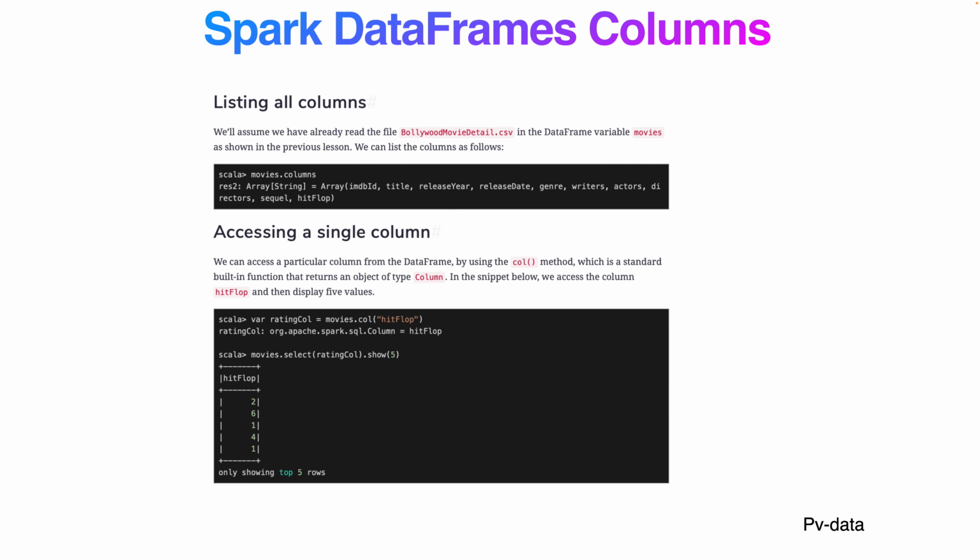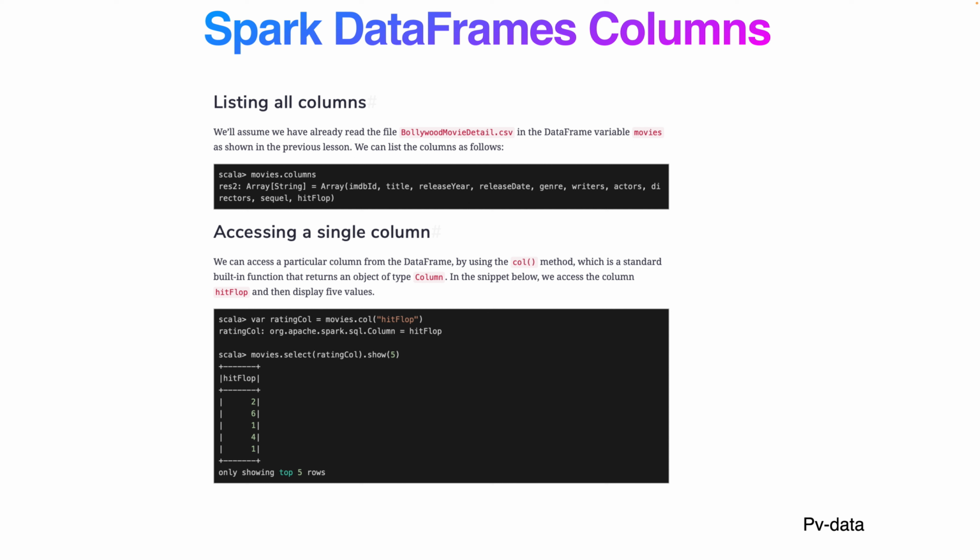In the previous lecture, we read the file of Bollywood movie details. When you want to see the columns, my data frame name was movie, so movie.columns returns the column names, like an array of the column names, title, and whatever columns I named it will show. Next is accessing a single column.